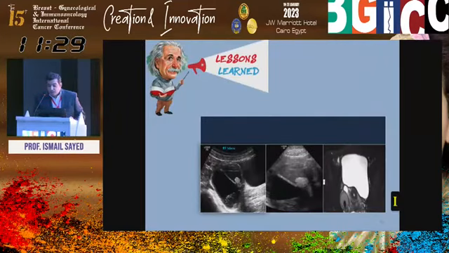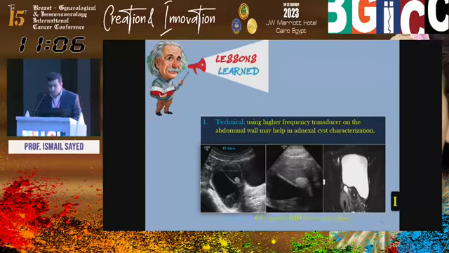Okay, so lessons from this case: in children, or in a female refusing a transvaginal approach, who has pelvic inflammation, pain, and tenderness, use the transvaginal transducer through the abdominal wall. Use the linear, use the microconvex, any higher frequency transducer, okay?